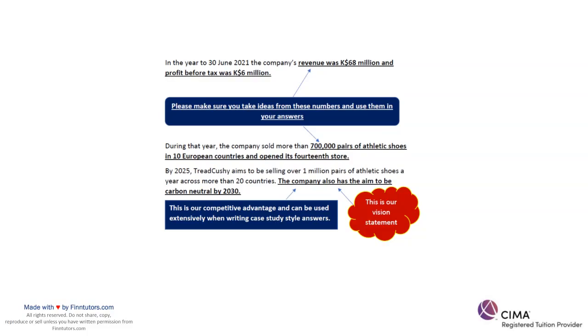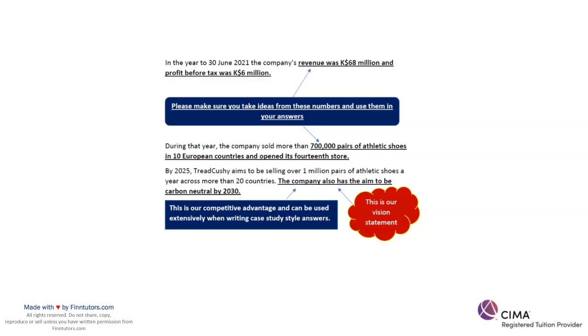The company has the aim to be carbon neutral by 2030. So first and foremost, our growth plan needs to be kept in mind. Whenever you are suggesting something, whenever you are suggesting a strategy, you can keep in mind that, okay, this is the growth plan of the company. I need to make my suggestions revolve around the same.